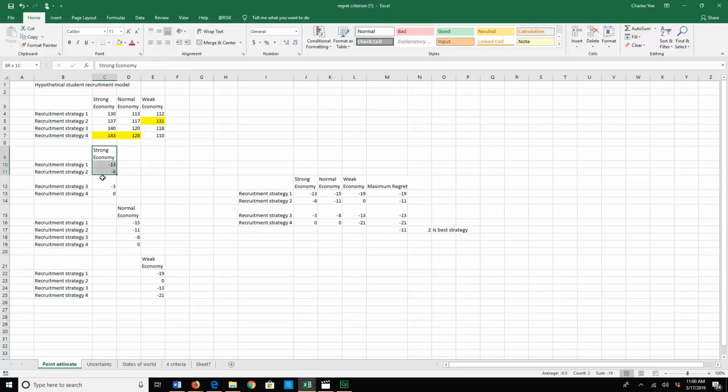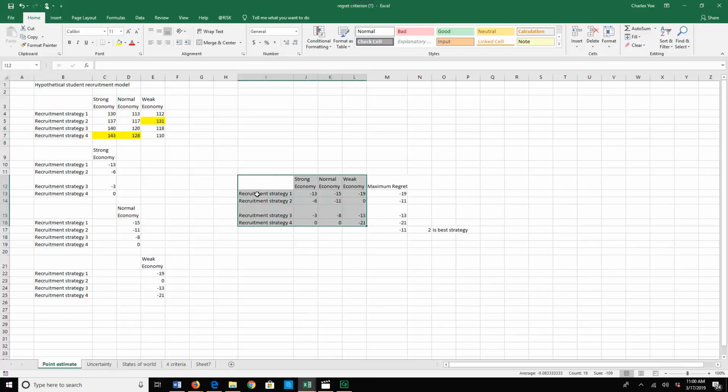So if we take these data here and transfer them over, you can see we have constructed here what we're going to call a regret matrix. We've transformed the original data into this form that shows our regret.